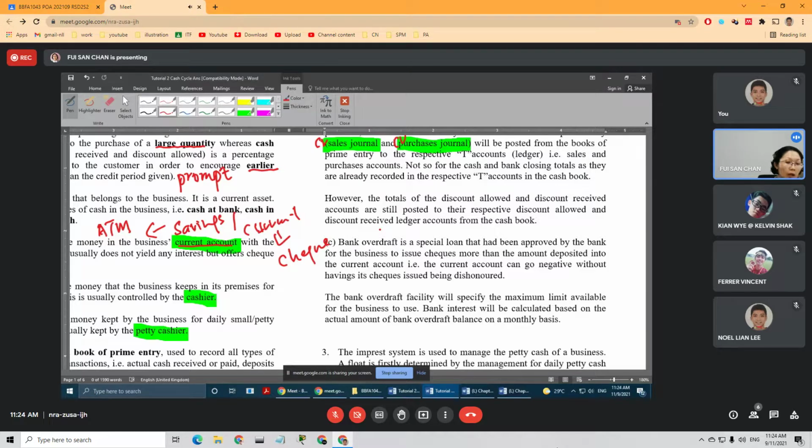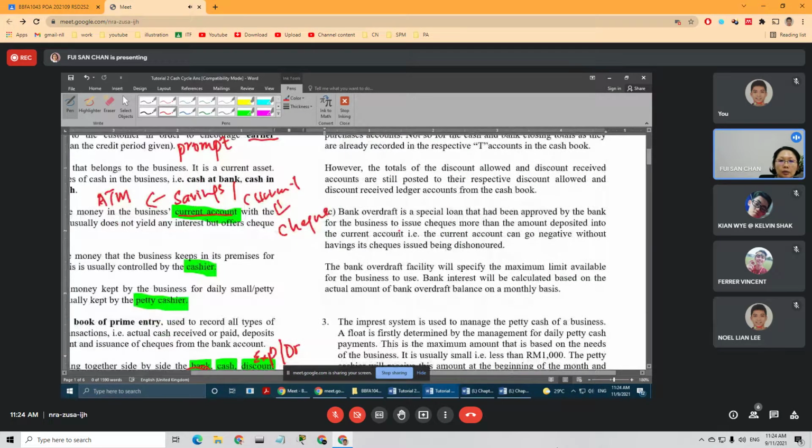Okay, that is 2B. How about 2C? This is the answer for 2C. 2C asks what is an overdraft? Do you know what is overdraft? Anyone? How do you explain overdraft? Bank overdraft is also very important. This is something that you must know. Overdraft means you are able to withdraw money, to issue a check with an amount higher than what you have in your current account.